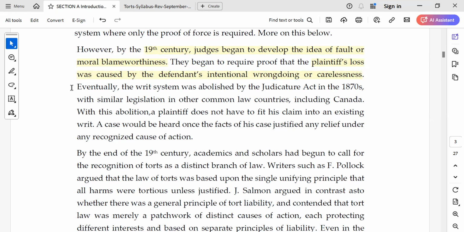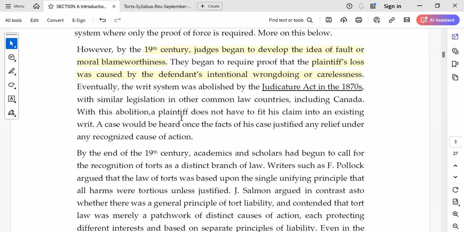Eventually, the writ system was abolished by the Judicature Act of 1870s. So the first legislation that we are seeing is an Act, the Judicature Act of 1870s. So what was abolished? The writ was abolished. Now only the concepts remain, the same concepts are there, but the writs are abolished. Then what happened? With this abolition, with similar legislation in other common law countries, including Canada.